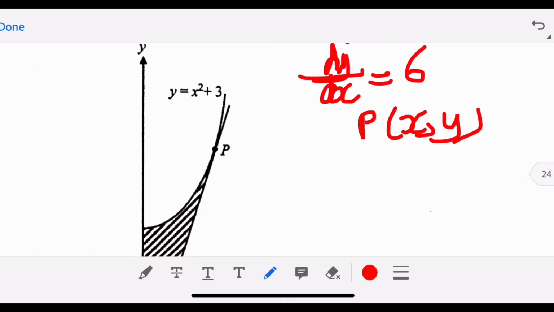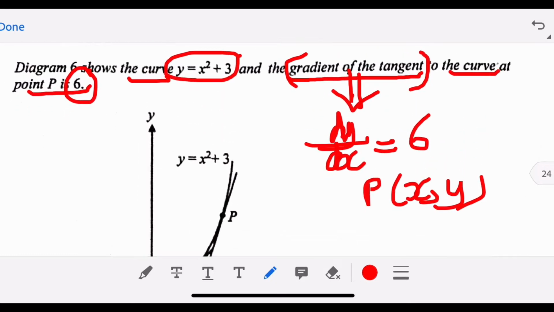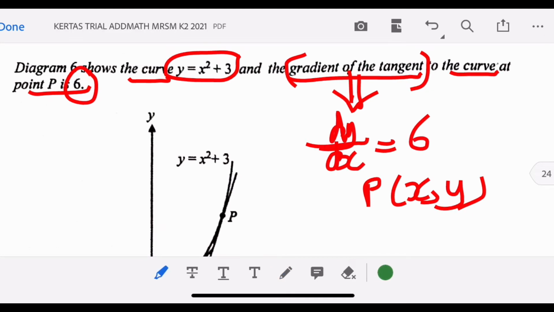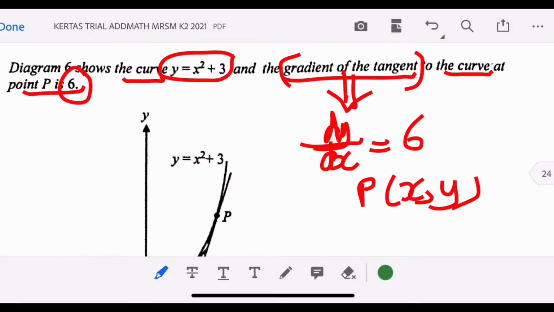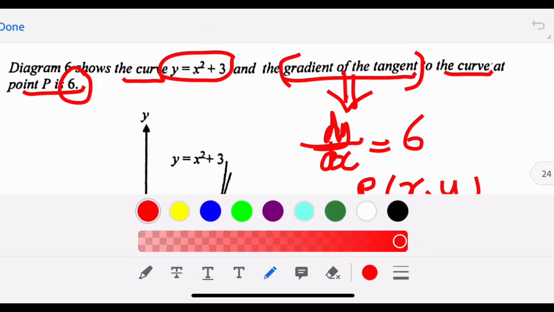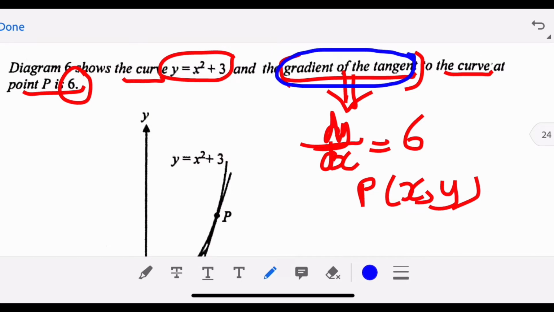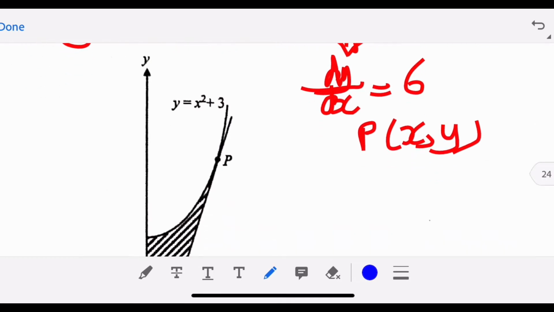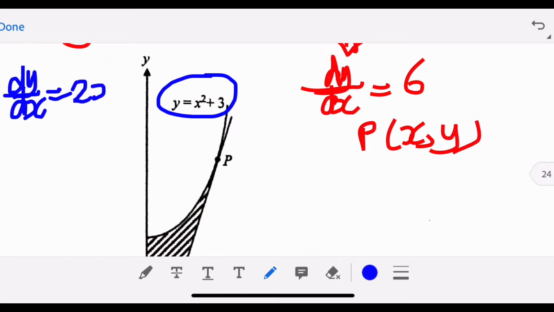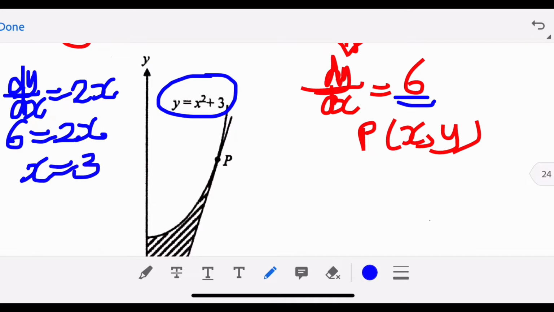So the first step is we read the question and convert the keywords, gradient of the tangent, to the symbol. Gradient of tangent is dy/dx. So let's go to the curve. This is the curve, and let's differentiate the y, which gives 2x. As mentioned earlier, 2x is equal to 6. Hence, we can solve for x, which is equivalent to 3.